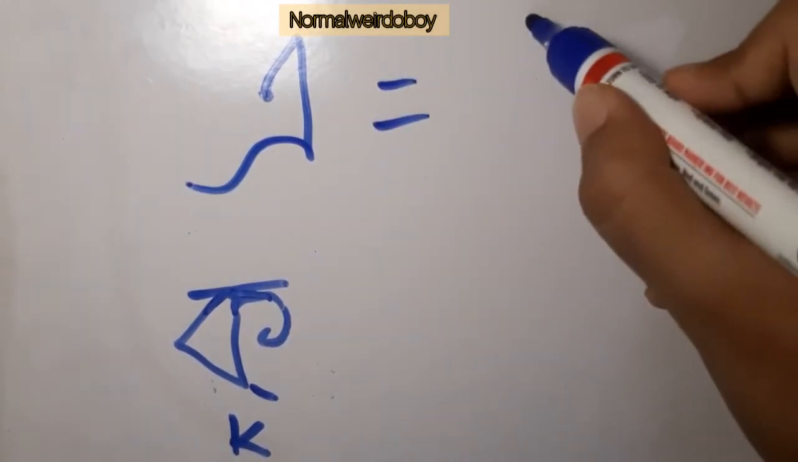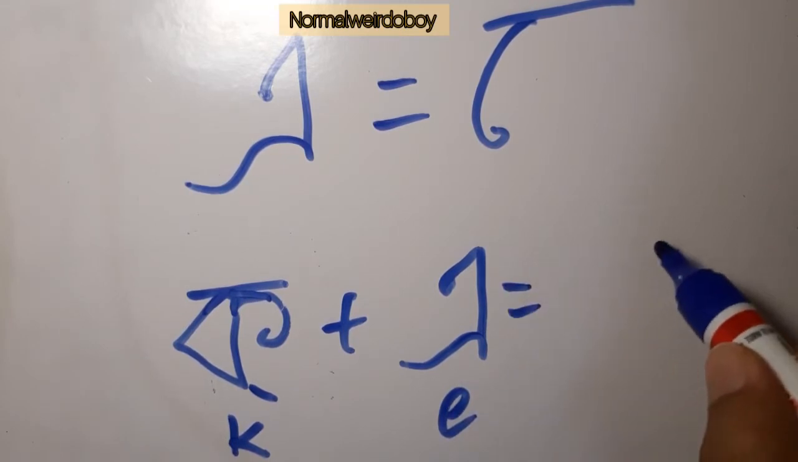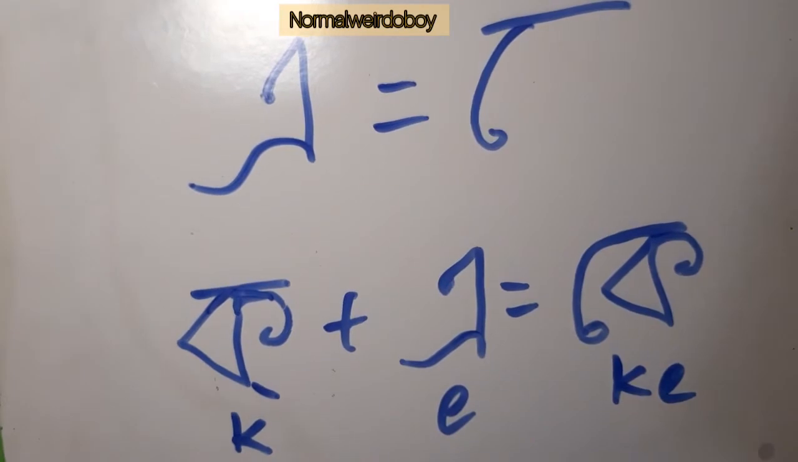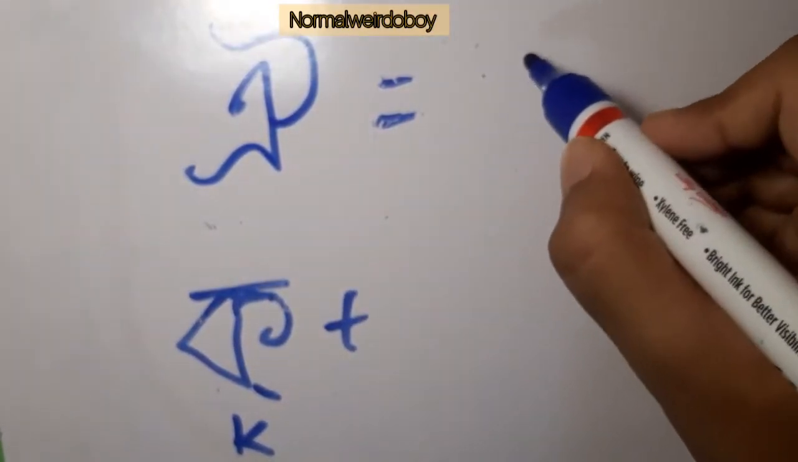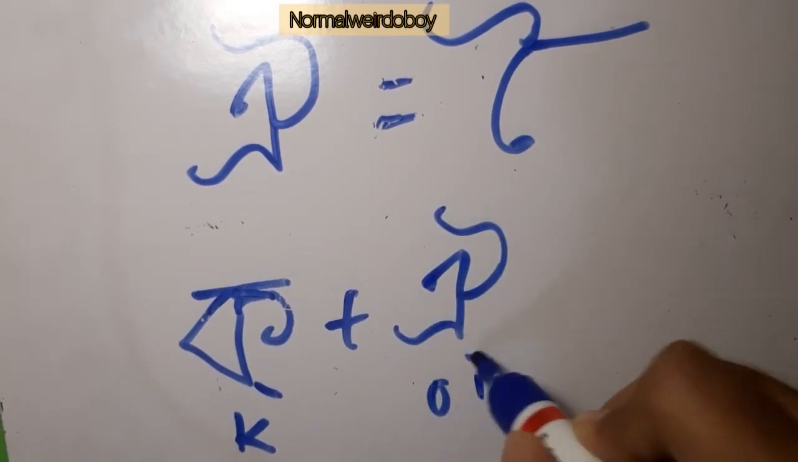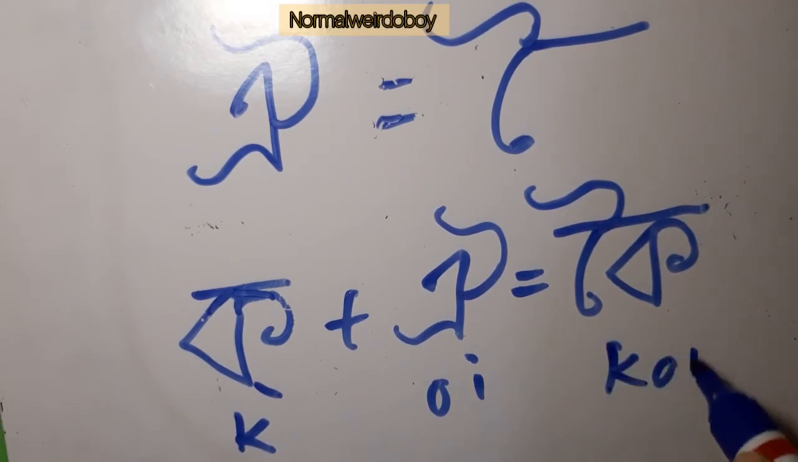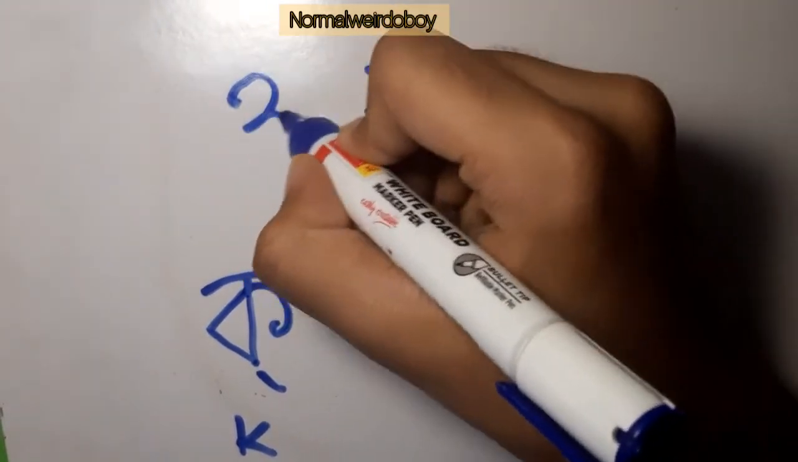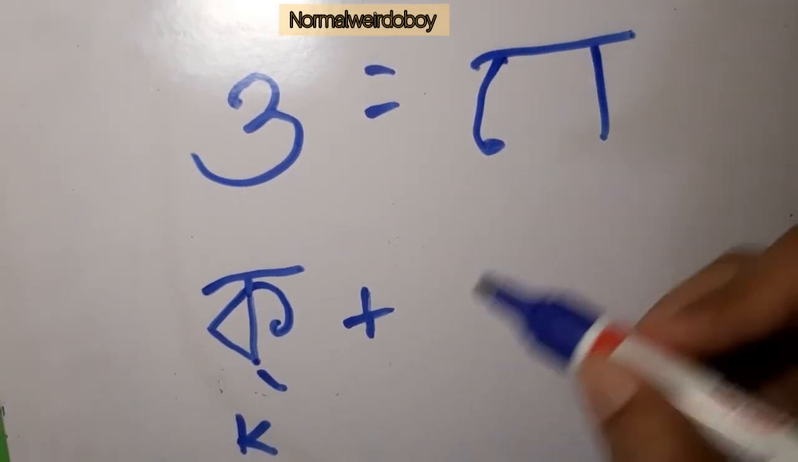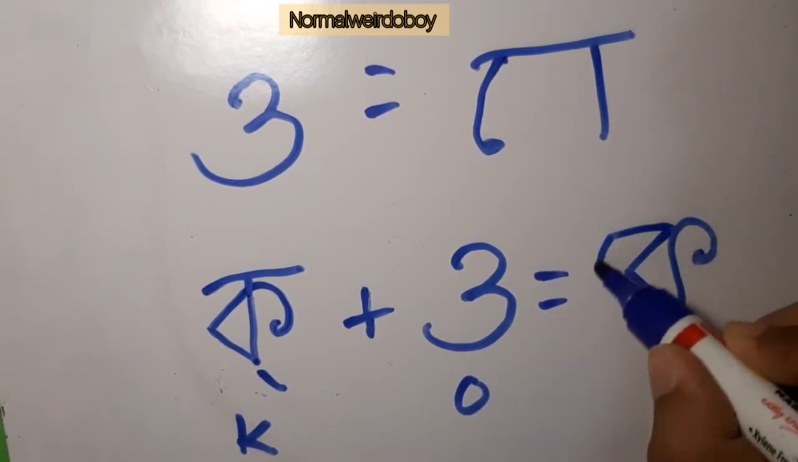A: Ka plus A becomes K. Oi: Ka plus Oi becomes Koi. O, that's a diacritic for O. Ka plus O becomes Ko.